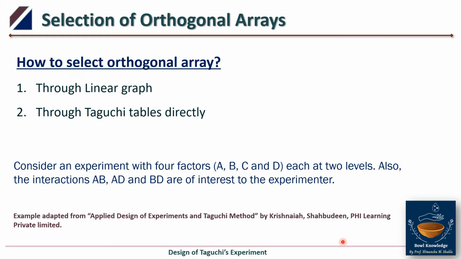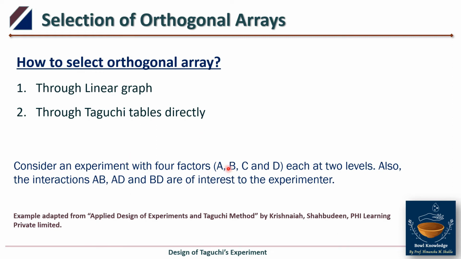So I will use one simple example which is adapted from the book Applied Design of Experiments in Taguchi Method by Krishnaya Sabuddin. By referring to this example, we can perfectly understand the process of selection of orthogonal array. So what is the example?